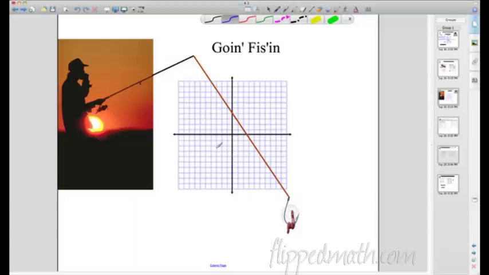I had this buddy in high school who always said going fishing. I don't know why I said going fishing. I couldn't pronounce his G's and H's apparently. So let's go fishing for some points.